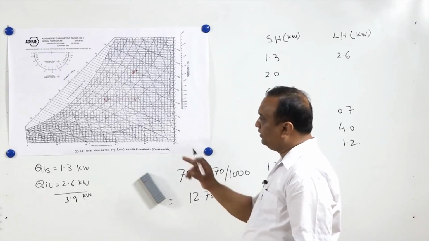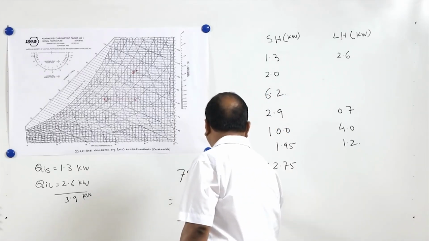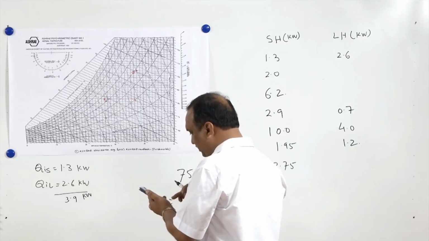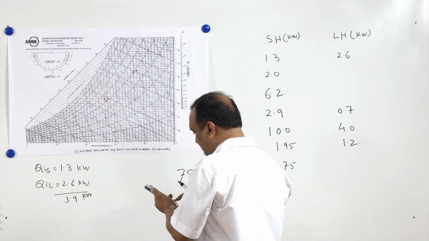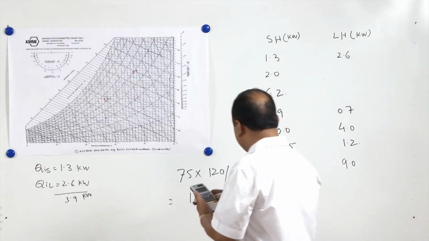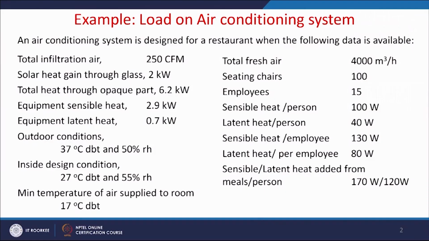Now latent heat, it is 120. So 75 into 120, that is 9,000 watts, or 9.0 kilowatt.